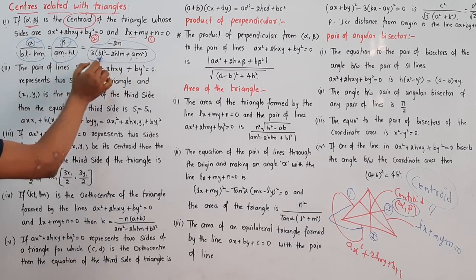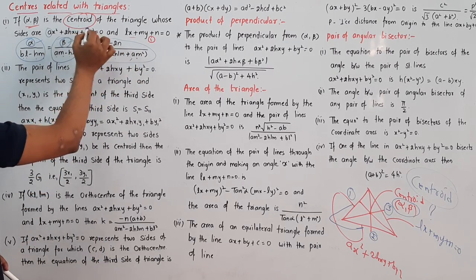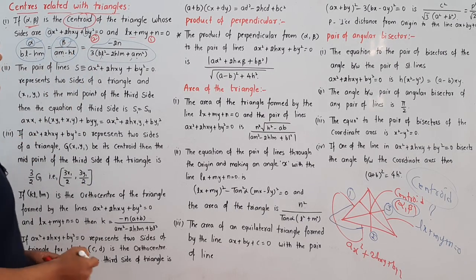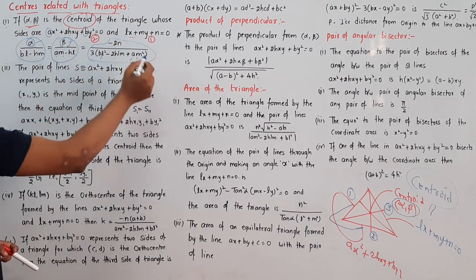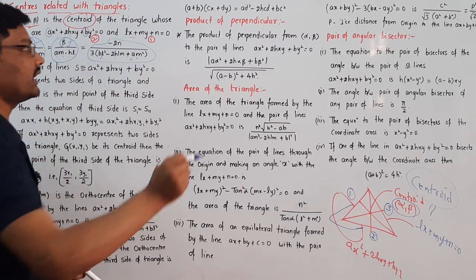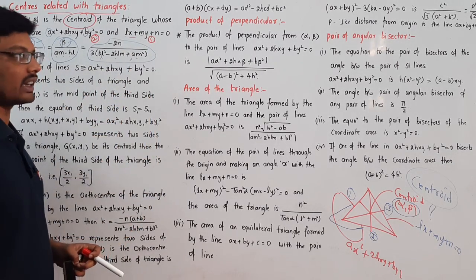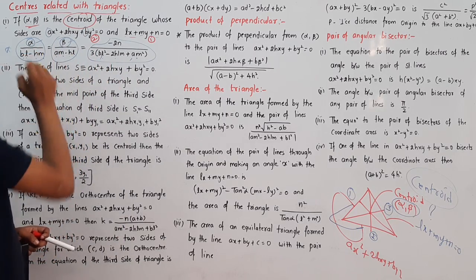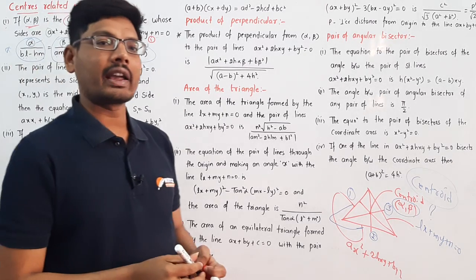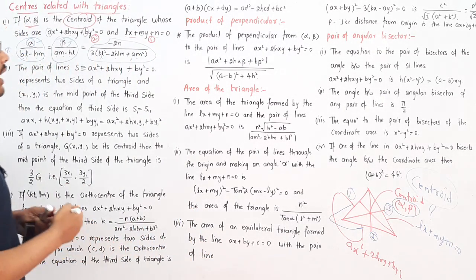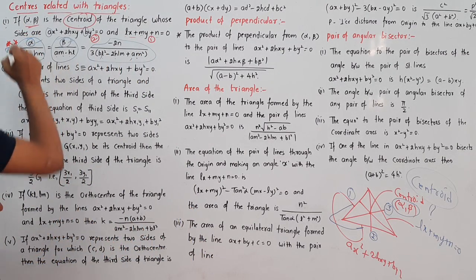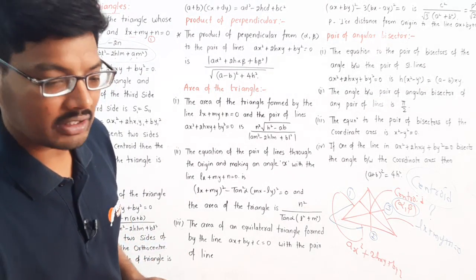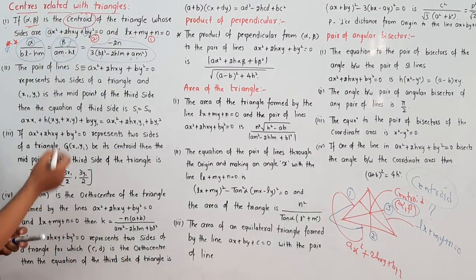Here a, b are coefficients of x square and y square respectively. h is the coefficient of xy, and l is the coefficient of x in the straight line. m is the coefficient of y in the straight line. n is a constant. You can substitute all the values in this expression and find the centroid of the triangle. This is the most important formula to find the centroid of the triangle when a pair of straight lines is intersected by a straight line, lx plus my plus n is equal to 0. This is all about the first point.